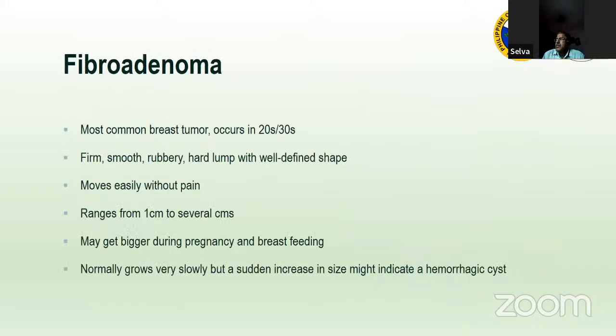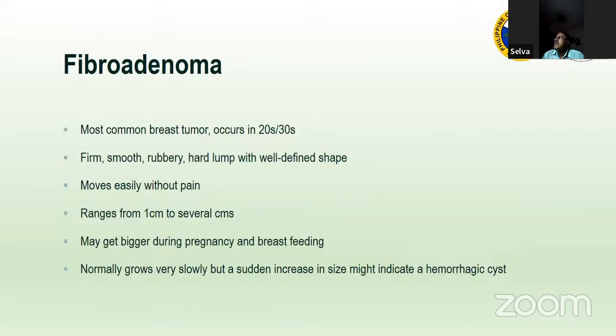Fibroadenoma. Most common breast tumor, occurs in 20 to 30 years of age. Firm, smooth, rubbery, hard lump with well-defined shape. Moves easily without pain. Ranges from 1 centimeter to several centimeters. May get bigger during pregnancy and breastfeeding.